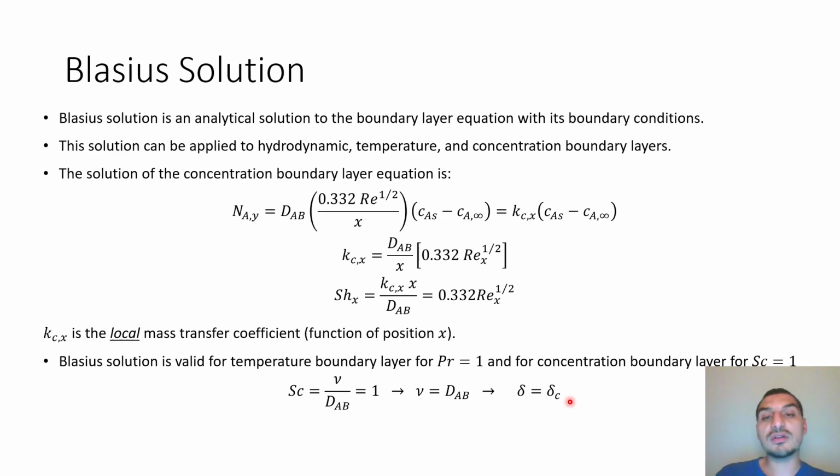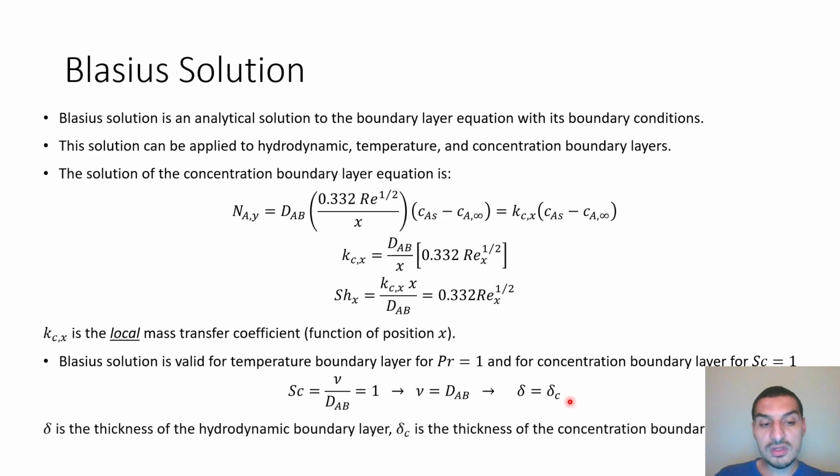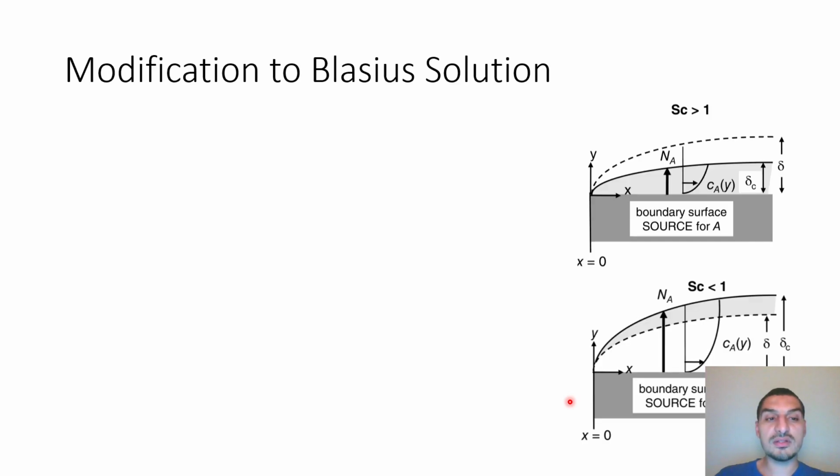But in general, if I have a case where Prandtl number is not equal to 1, we have to do something else. This is some demonstration of the boundary layers. The dotted line is the hydrodynamic boundary layer. The solid line is the concentration boundary layer. We have two cases. If Schmidt number is larger than 1, we will have the hydrodynamic boundary layer thicker than the concentration boundary layer. If Schmidt number is less than 1, then we will have the opposite case, where the hydrodynamic boundary layer is thinner than the concentration boundary layer.